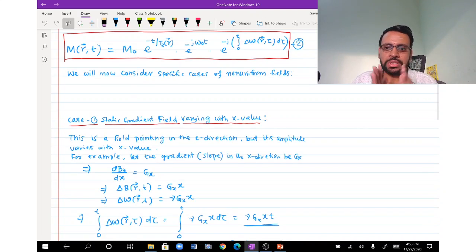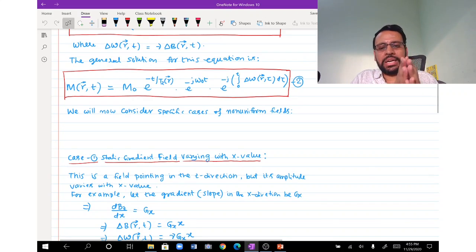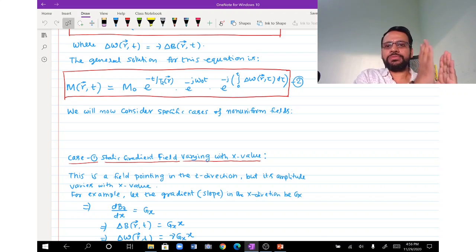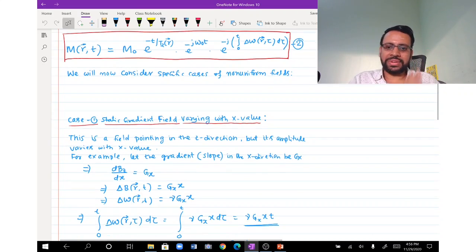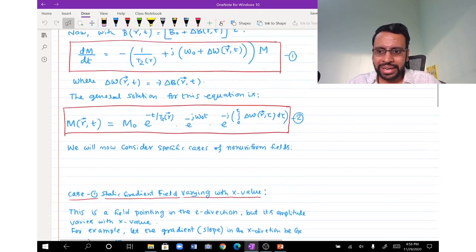First case, static gradient field varying with x value. By static gradient field we mean this is not dependent on time, and then varying with x value. So spatial variation is with respect to x only. That means for a given value of x, everything would be rotating at the same value. So that would essentially give you the yz planes for different values of x. So that should vary now for each yz plane. Then how would we like to write that?